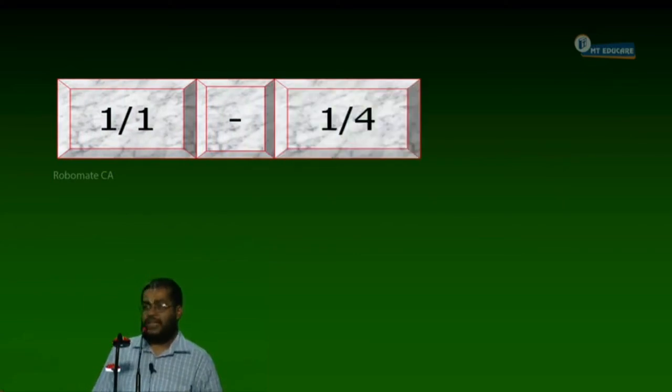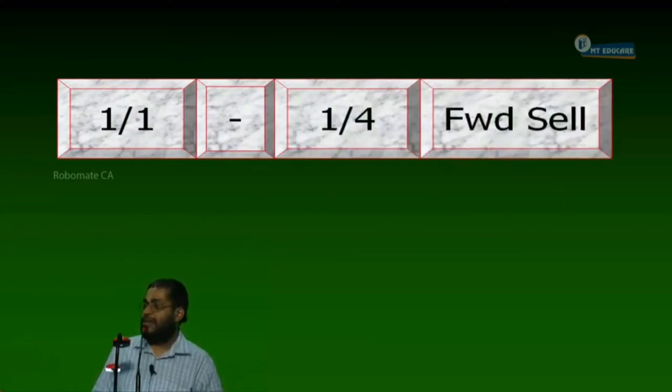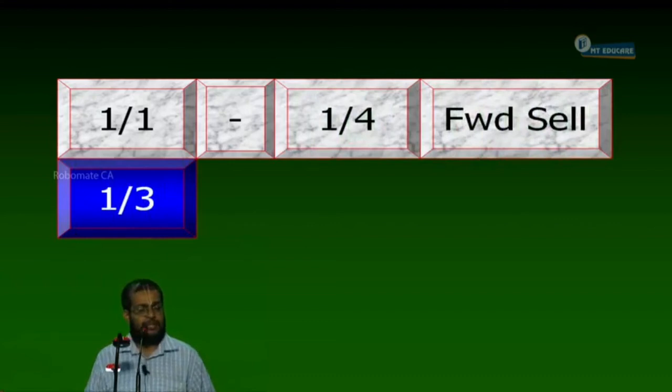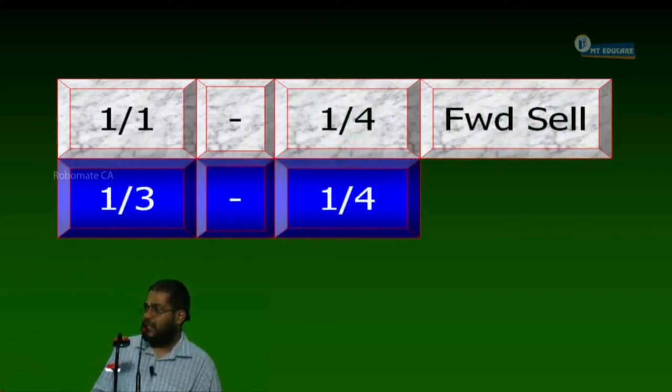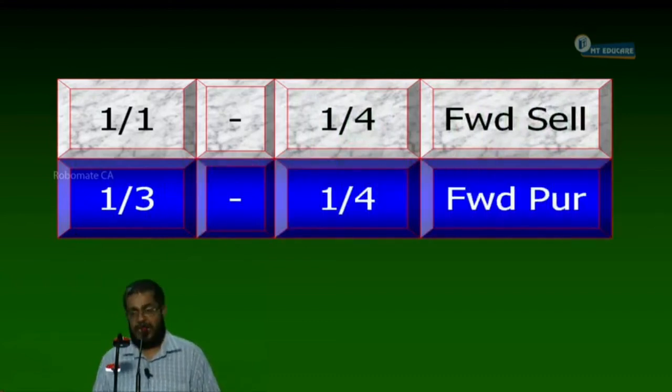Next. On 1st January, I went to the bank for a transaction on 1st April, a forward sell. I want to cancel on 1st March. How to cancel? On 1st March, for 1st April, a forward purchase.